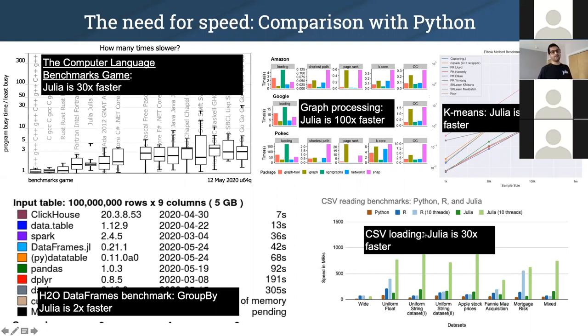Here's another very simple benchmark, loading CSV files. And it turns out that across a variety of these benchmarks, Julia can be anywhere from as fast as the existing things to 30 times faster, just for loading CSV files.